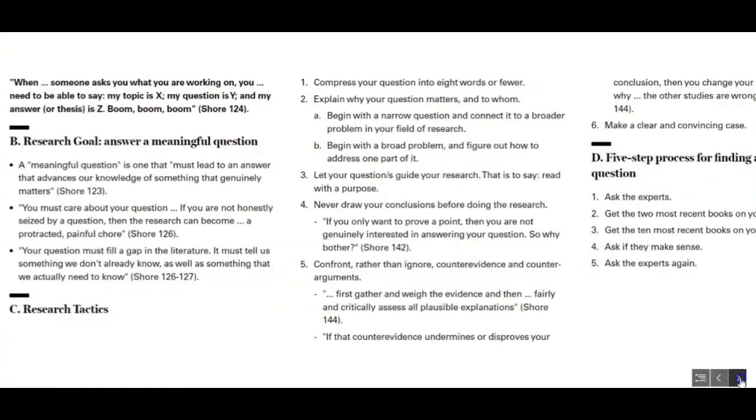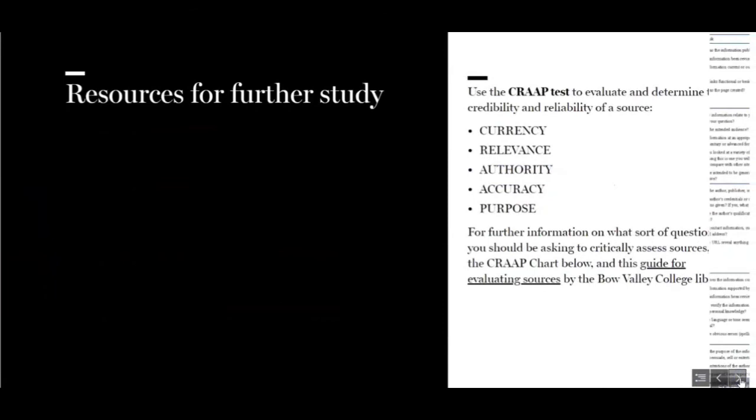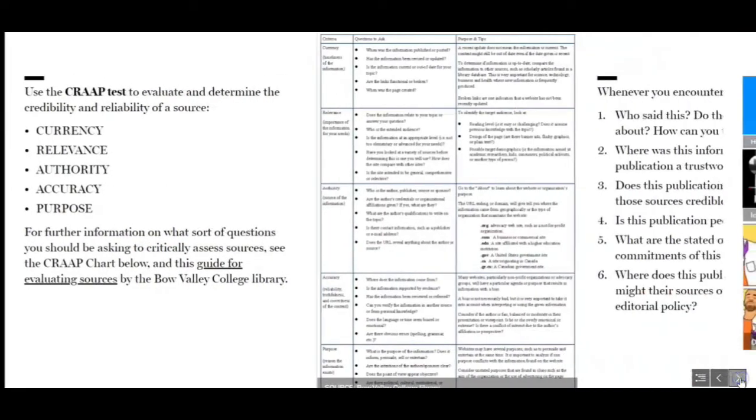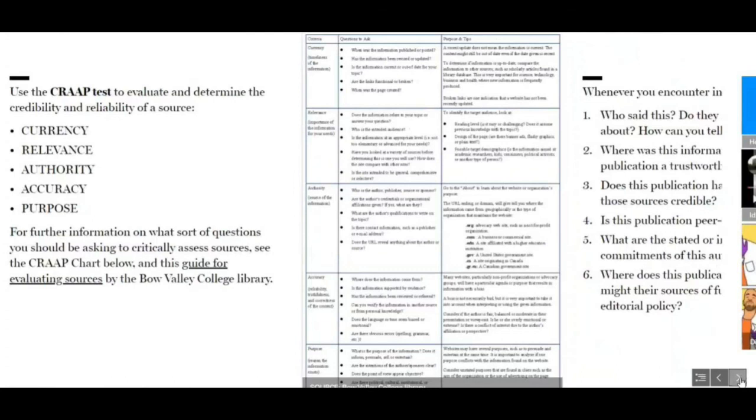In order to conduct good research, again, you need to find credible sources of information. So let me discuss the CRAP test here in the section Resources for Further Study. Let me discuss the CRAP test to evaluate and determine the credibility and reliability of a source. And this is particularly relevant for your exercise on creating the annotated bibliography. A bibliography is basically a list of the sources that you plan to read or use for your paper. So when choosing resources for study, you have to look at 5 main elements.